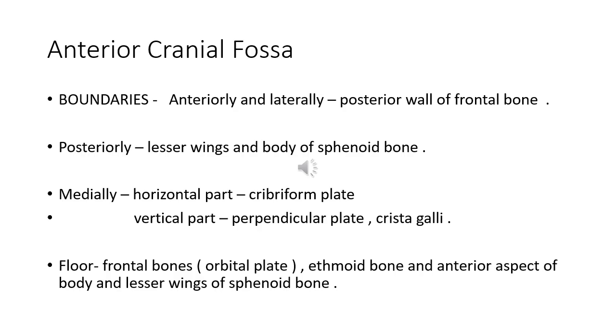Horizontal part is formed by the cribriform plate of ethmoid, and vertical part is formed by the perpendicular plate of ethmoid and crista galli. The floor of the anterior cranial fossa is formed by the orbital plate of frontal bone, ethmoid bone, and anterior aspect and lesser wing of the sphenoid bone.